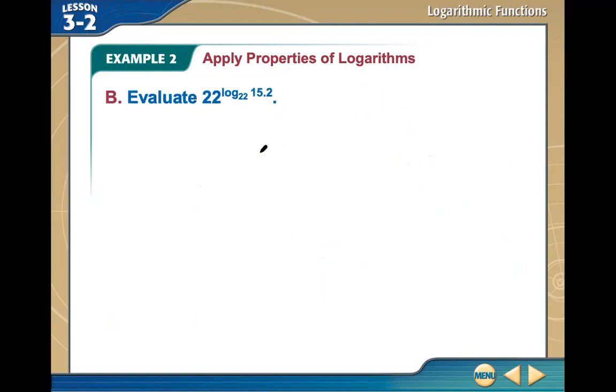Now, new question is this. Who can tell me the direct answer? No need for any calculation. What is the answer of this question? 15.2. That's it. 15.2. Finished. We said that log base b of b to the power of x is equal to x. Very good. Now passing.